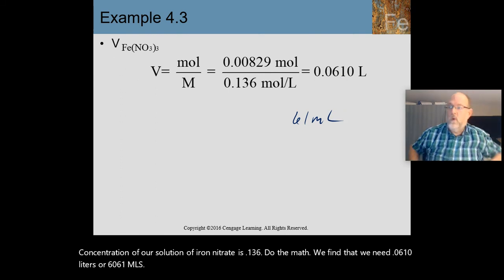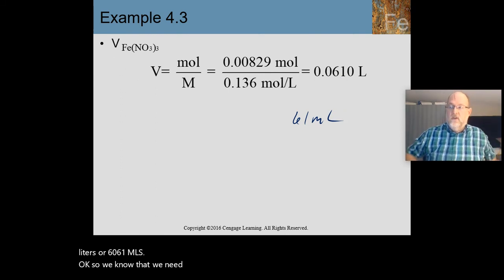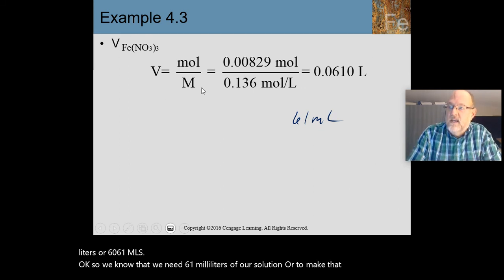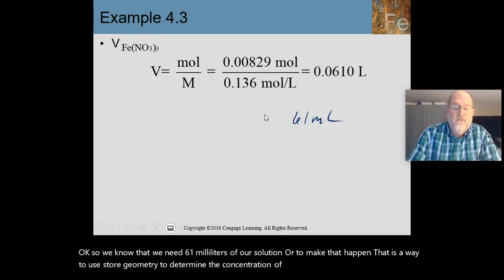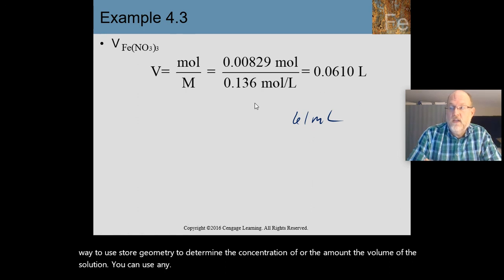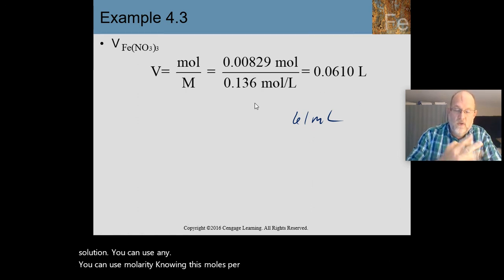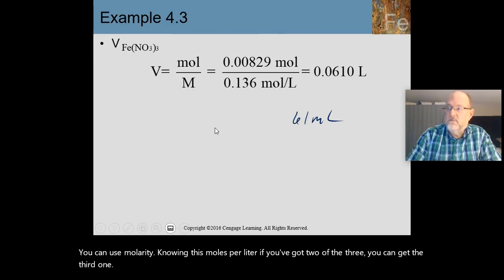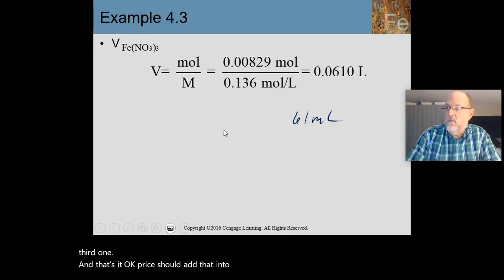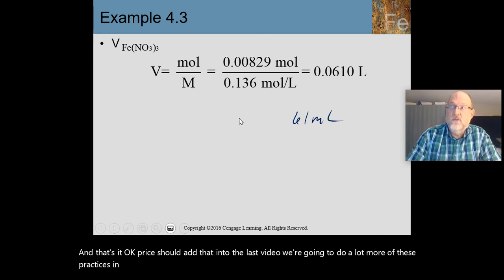So we know that we need 61 milliliters of our solution in order to make that happen. That is a way to use stoichiometry to determine the amount, the volume, of the solution. You can use molarity, knowing it's moles per liter. If you've got two of the three, you can get the third one. And that's it. Probably should have added that into the last video. We're going to do a lot more of these practices in class. This is actually the crux of everything.